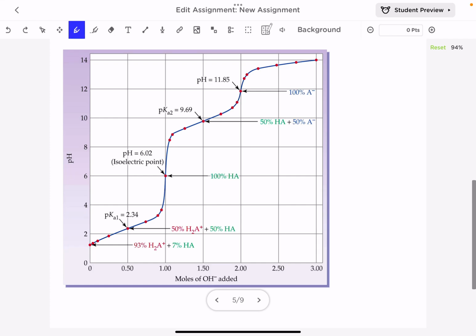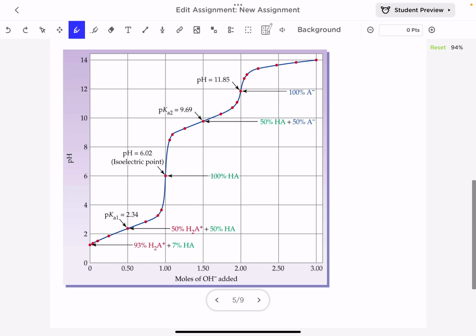Titrating polyprotic acids. Titrating polyprotic acids can be a bit tricky, but we need to look at the jumps or the equivalence points in the titration curve. So the number of equivalence points in a titration curve will determine the type of polyprotic acid, whether it is a diprotic or triprotic.